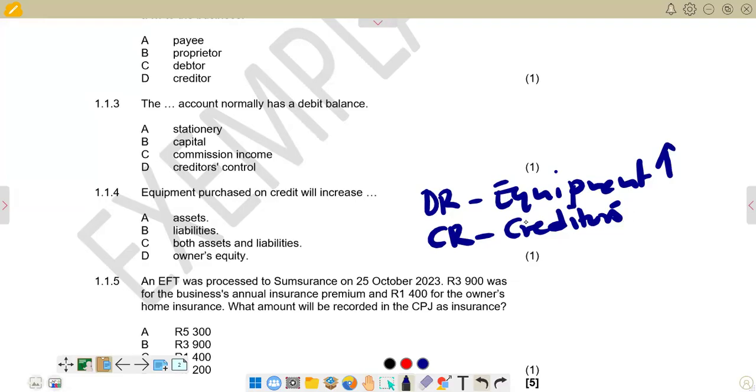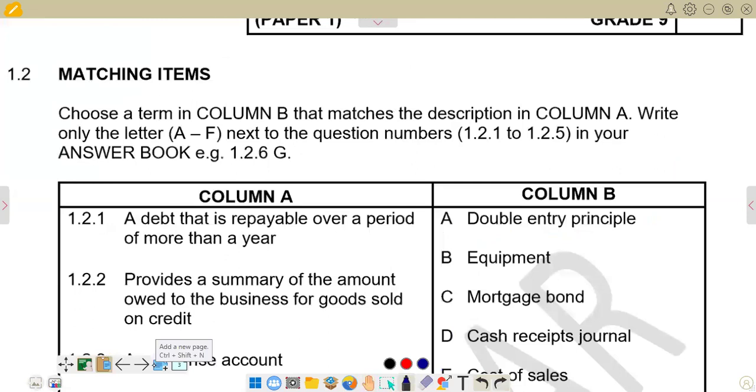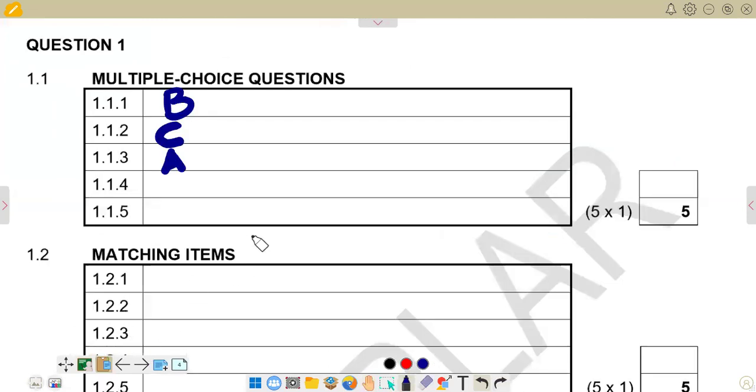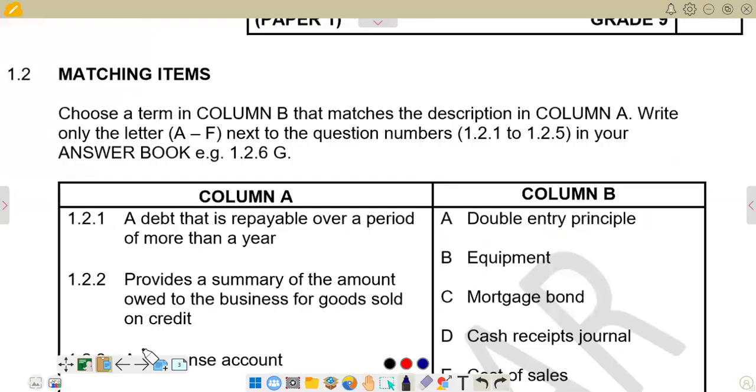Then we're crediting creditors control as a liability, and whenever we credit a liability account, it also indicates an increase. So we are saying it will increase both assets and liabilities. So you could see C is our appropriate answer there, our correct answer. If you come to the answer section, obviously we are indicating it as C. So we can go on to the last part of multiple choice, which is 1.1.5.